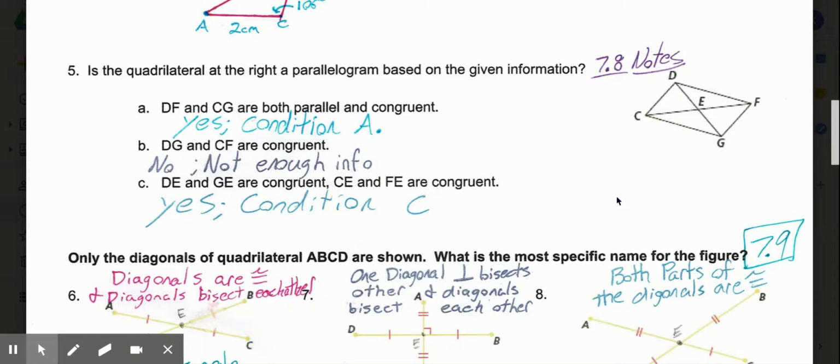Simply knowing DG and CF are congruent, so we know the diagonals are congruent, that still is not enough information to know if it's a parallelogram or some other quadrilateral with that property. So that answer would be no. And in part C, DE and GE are congruent, as well as CE and FE are congruent. So in that case, that tells us the diagonals bisect each other, which is condition C. So yes, that would be a parallelogram.